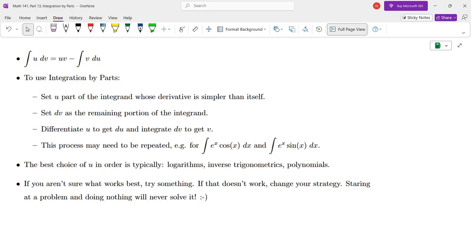And note that sometimes if you don't know what you should do, you're going to have to try something and see if that works. So staring at a problem and doing nothing will never solve a problem.